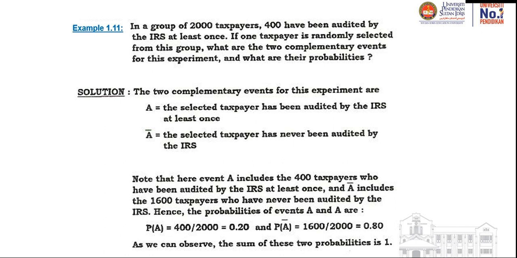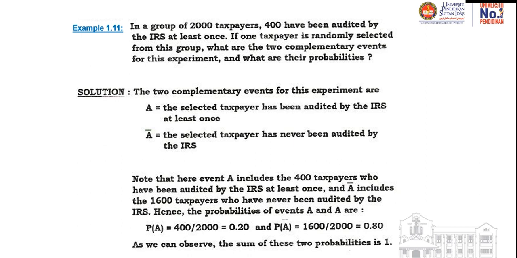Okay, let's look at example 111. In a group of 2,000 taxpayers, 400 have been audited by the IRS at least once. If one taxpayer is randomly selected from this group, what are the two complementary events for this experiment and what are their probabilities? So for this question, there are two parts. What are the complementary events? And the second one, what are the probabilities?